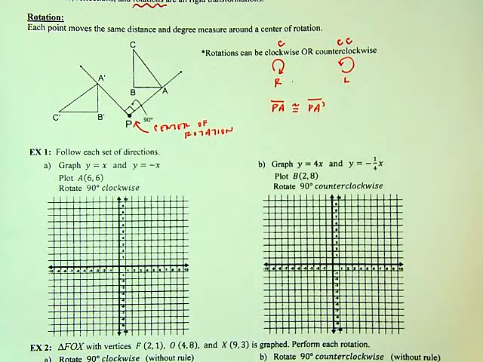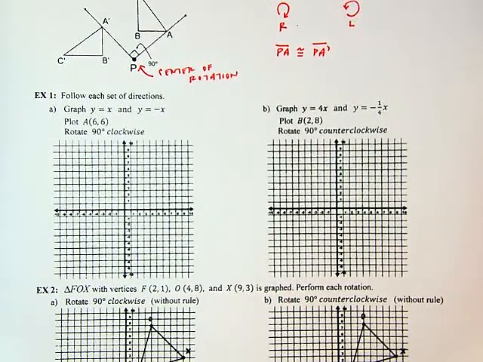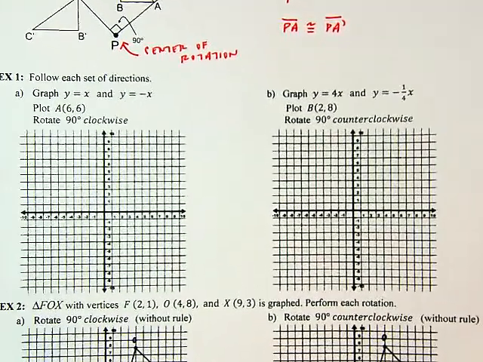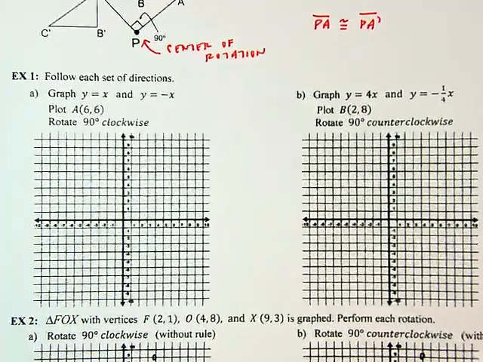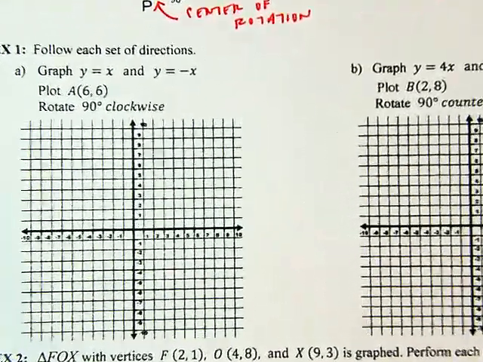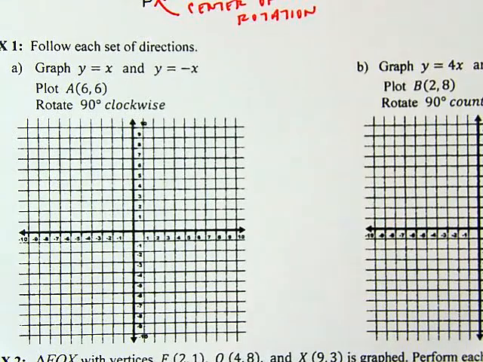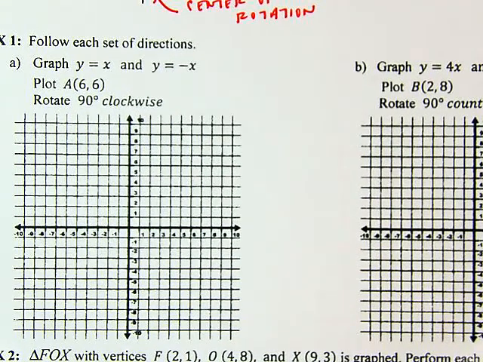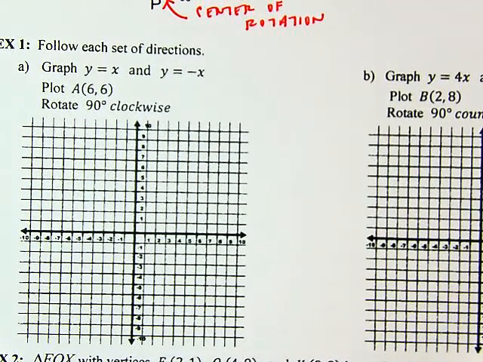All right, so now we're getting up on the coordinate plane. So follow each set of directions. Let me get in really tight. I know that whenever we are on the coordinate plane, it can be hard to see if I'm not zoomed in. So let me get in real tight. Okay, so follow each set of directions. First up, it's saying to graph these two lines, y equals x and y equals negative x.